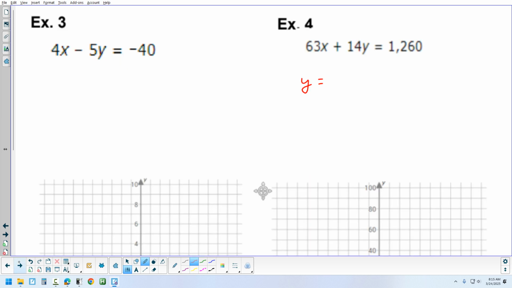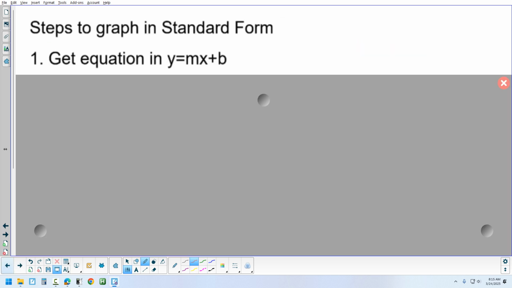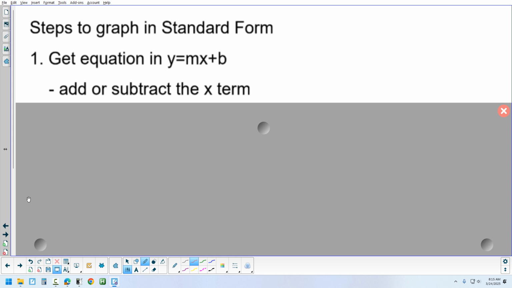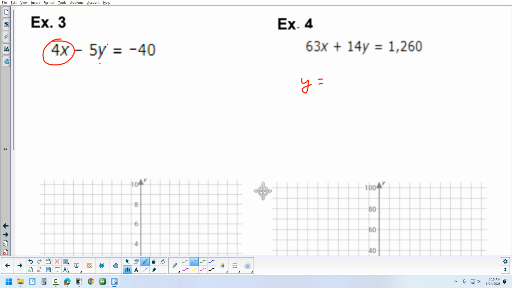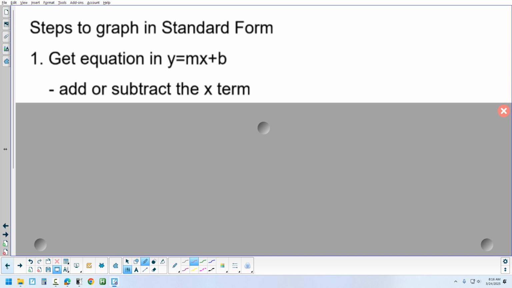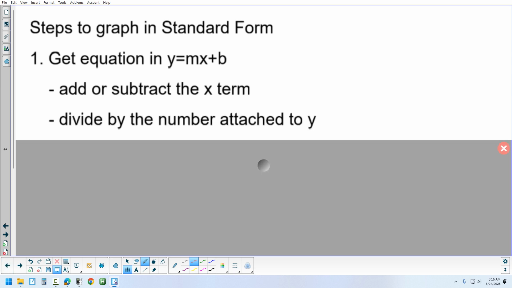The first thing you focus on is the x term. We're going to get the x term away from the y, because the goal eventually is to get that all by itself. But there's 2 steps. The first thing you deal with is the x term. The last thing you deal with is the number that's right next to the y. To get the x term on the other side, you're either going to add it or you're going to subtract it. It depends what's in your problem. You have to do the opposite of what's in your problem. So that's the first step.